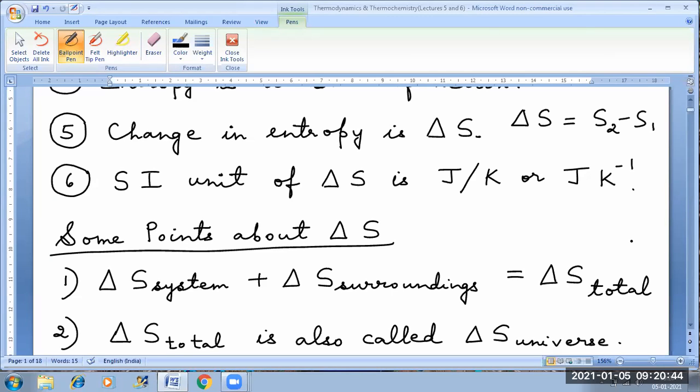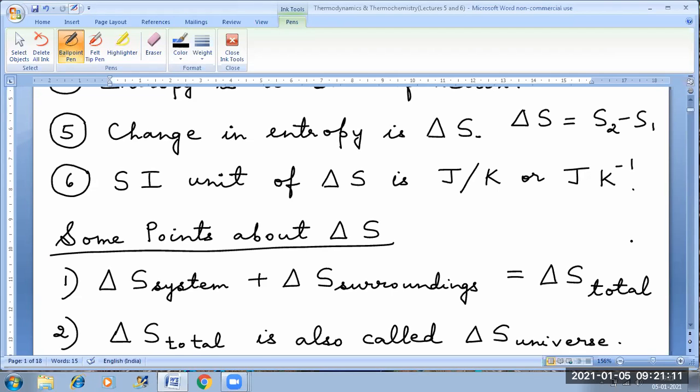So the sum of delta S of system and delta S of surroundings is called delta S total. Total delta S is also called delta S of universe, because you know that system plus surroundings is equal to universe. So everything is a part of the universe. If I want to measure delta S universe, it's equal to delta S total.